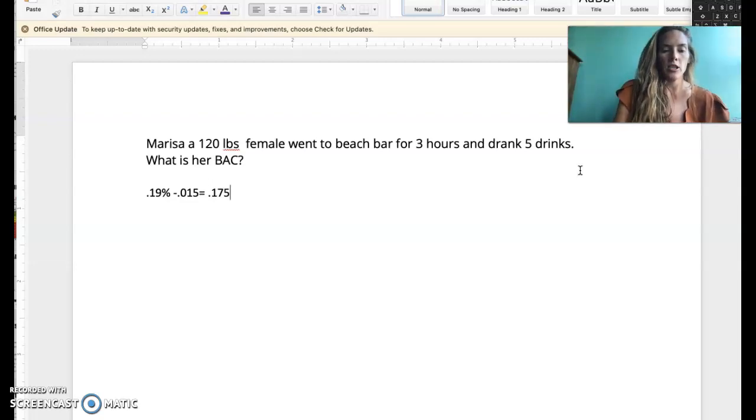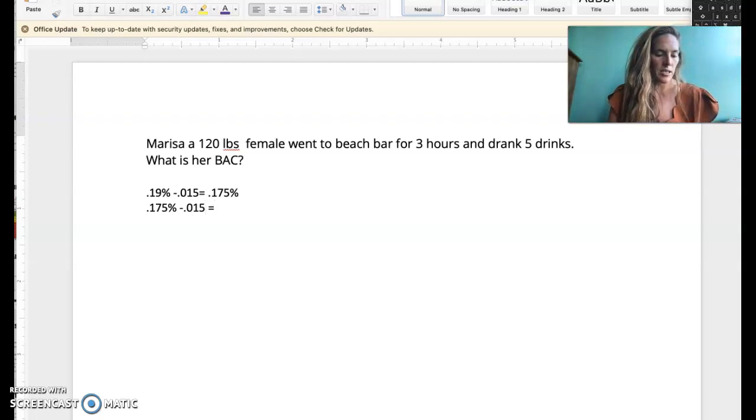So if we have 0.19 minus 0.015, that leaves us at 0.175%. Still too much to drink and drive, right? So that's after 1 single hour. So then we're going to do the exact same thing again. I'm just going to take this same number and then subtract 0.015 again. That gives us 0.16%. Still too much, right?